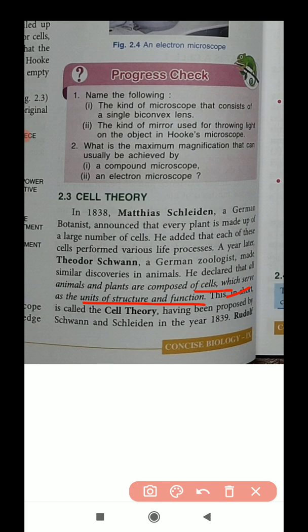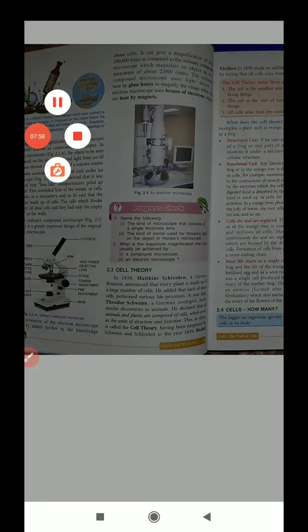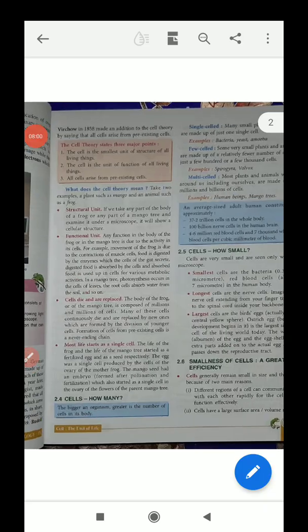Just in a reverse way, all the plants and animals are composed of cells in their body and they together act like a unit, which is cell theory, and that is proposed by Schleiden and so on. Very important question, a lot of times it comes in exams, okay.